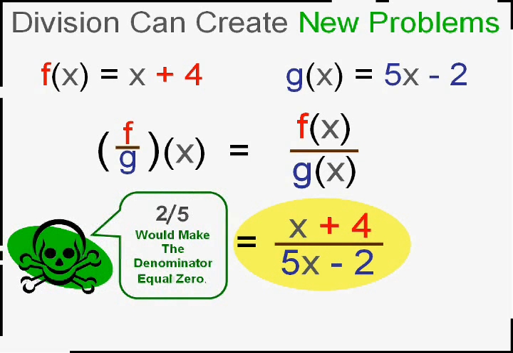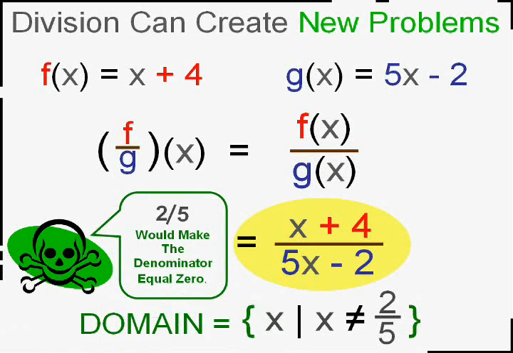Warning, warning, warning. However, whenever you have a fraction with a function, you're going to have to find out what it takes to make the bottom be 0, because in a fraction, remember, the bottom can't be 0. And I see in the bottom, if I set it equal to 0 when solved for x, 2/5 would make the denominator equal 0. So my domain would be anything but 2/5. Okay, don't forget with division, you have to watch for that denominator.